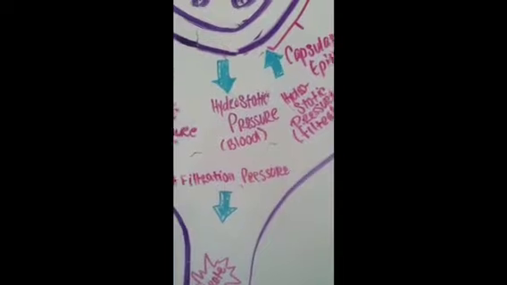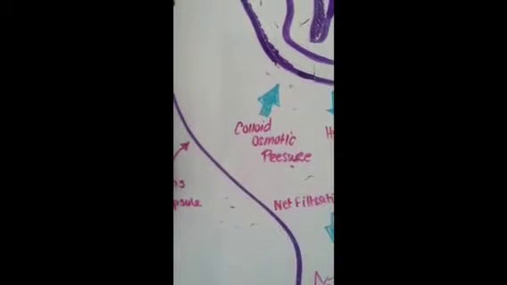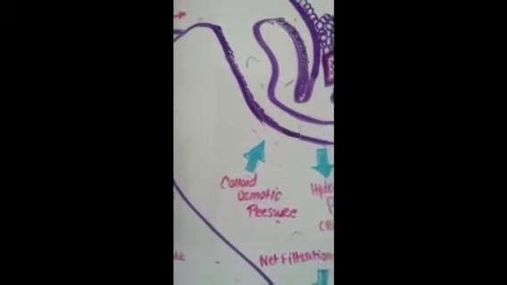Here the pressure tends to push water and solute molecules out of the plasma and into the filtrate. The colloid osmotic pressure draws water out of the filtrate and into the plasma. In other words, it just opposes filtration.